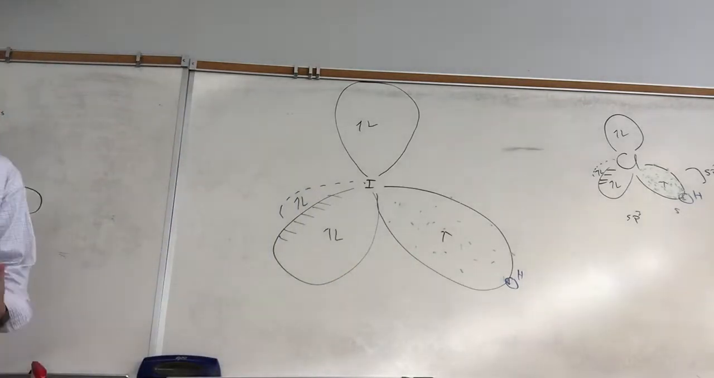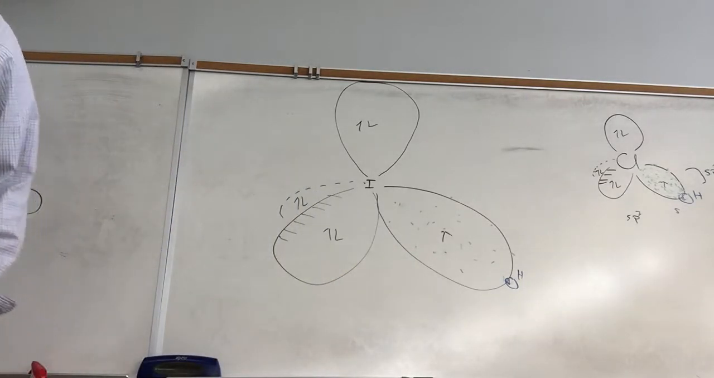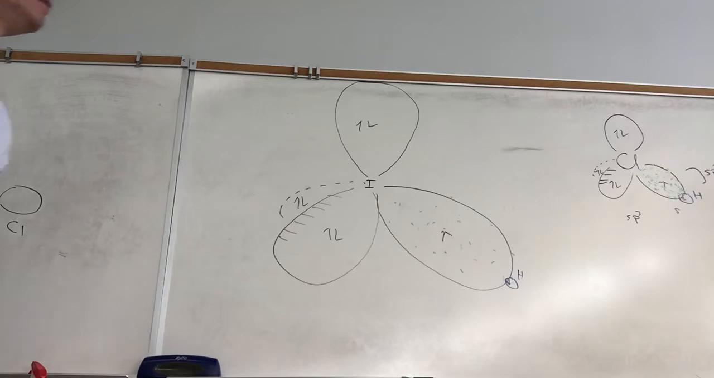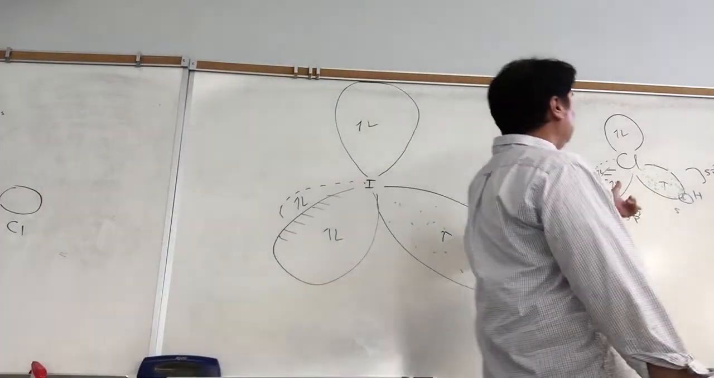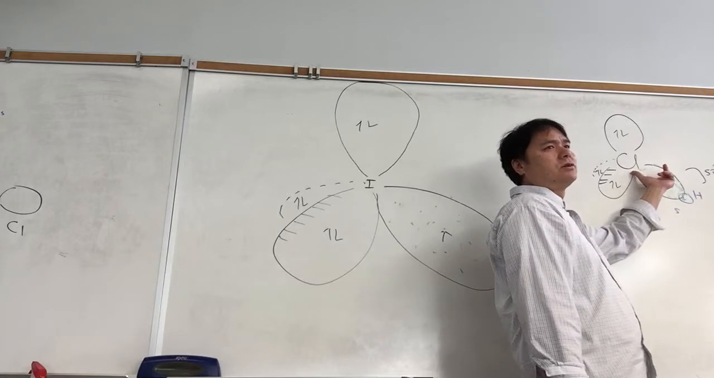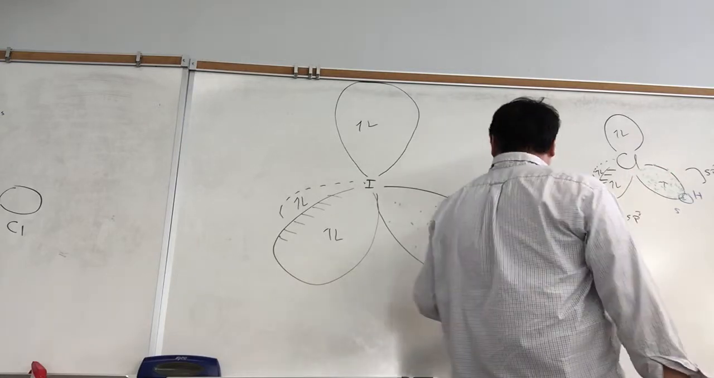So what's going to be more effective at holding that hydrogen on? Which one should be more effective at holding hydrogen, HI or HCl? Iodine or chlorine? Chlorine. This is going to be a much stronger bond because you have more electron density concentrated there than here.